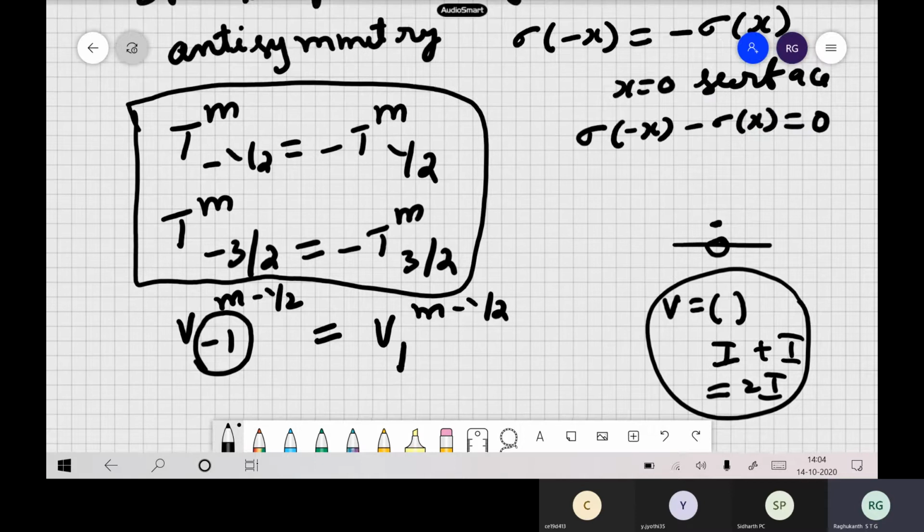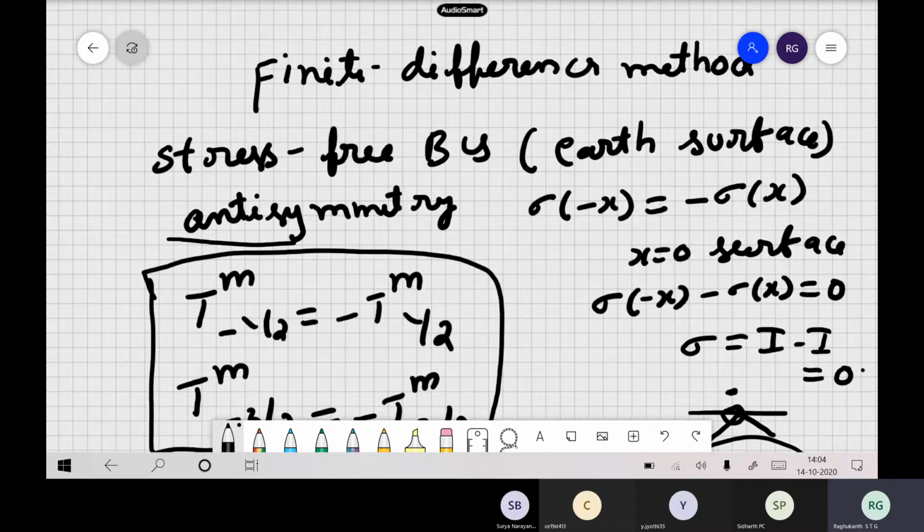But when it comes to the stresses, you have two stresses: one is the upcoming stress and the other the downgoing stress. So we are doing I minus I, and this becomes 0. So whenever you have a free surface, to represent it in finite difference we use this concept: anti-symmetry for stresses and symmetry for velocities.